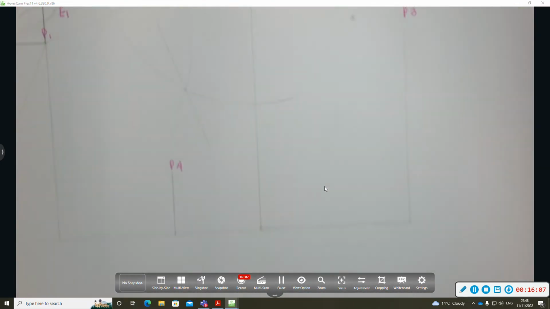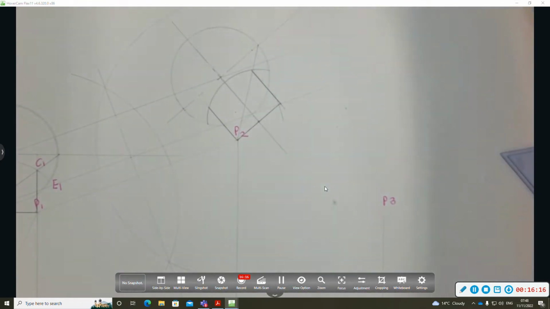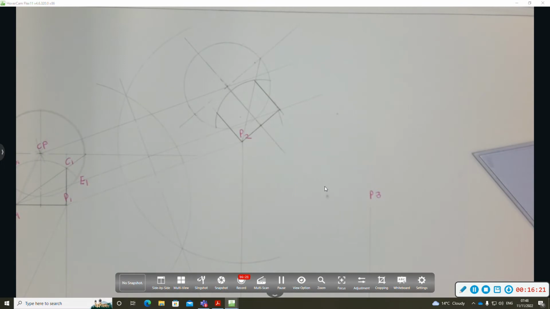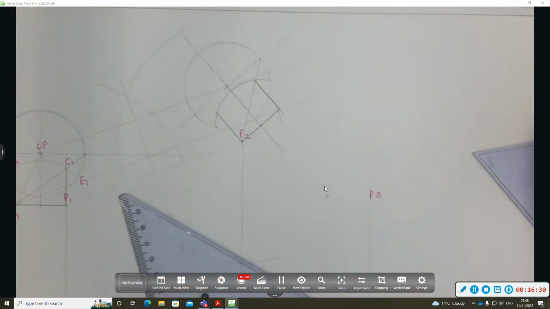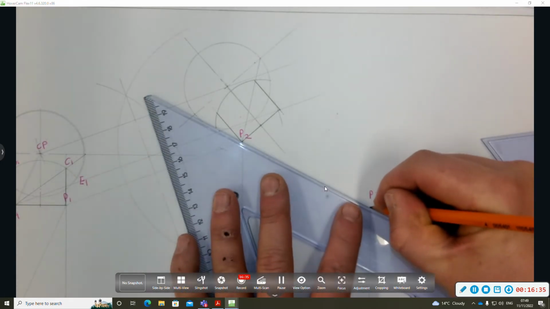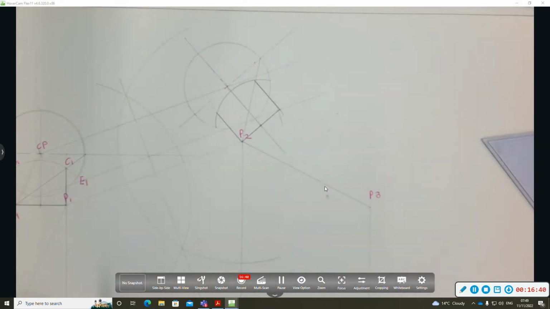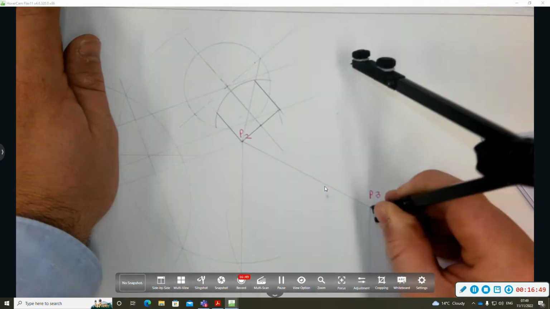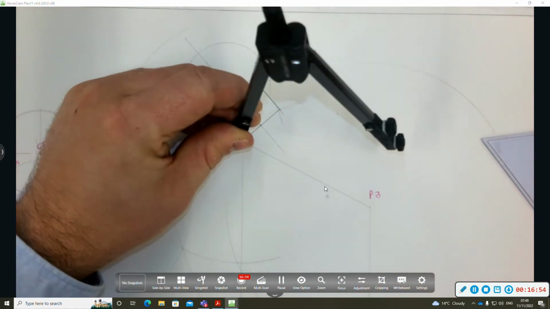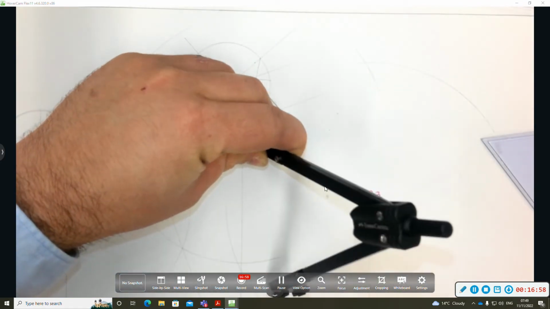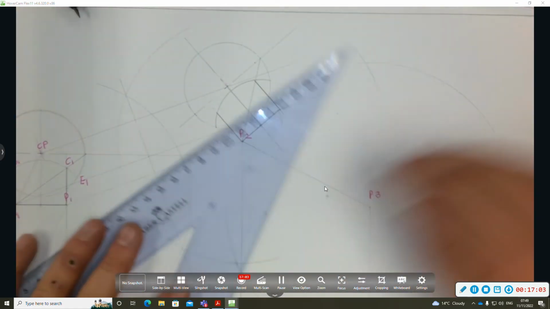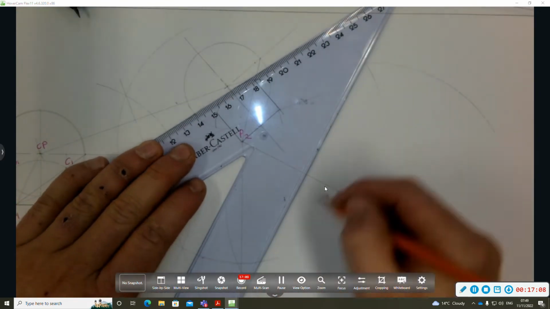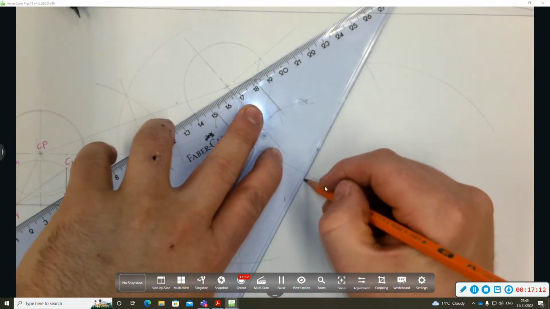Now P2 to P3 is going to be central symmetry. So the image is going to be flipped upside down across. So I'm going to join P2 to P3. I'm going to bisect the line to get the center point of symmetry. So that's going to establish my center point of symmetry.